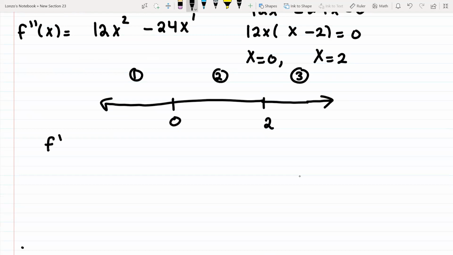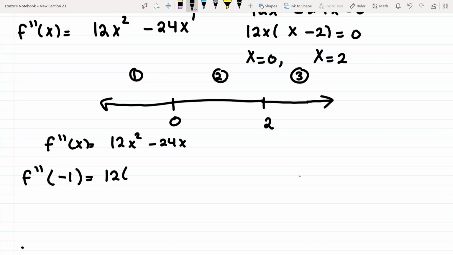So if you recall, f double prime is 12x squared minus 24x. So let's test boundary 1. So we need a number less than 0. So I'll use -1. So put that in your f double prime. So that's 12 times -1 squared minus 24 times -1. If you put it in the calculator, it's 36, but just know it's positive, so that's the only thing I care about the most. So you're going to put a plus, plus, plus.